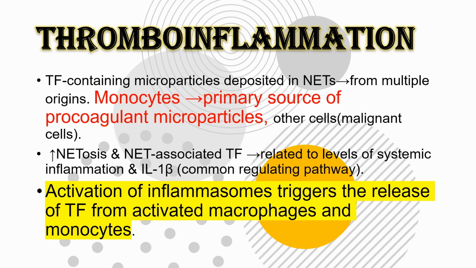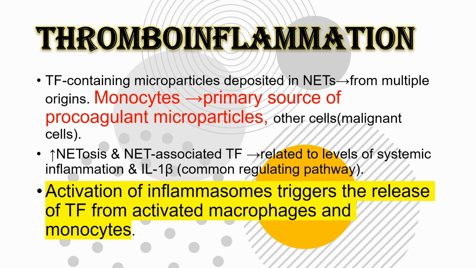Tissue factor containing microparticles that are deposited in NETs, or neutrophil extracellular traps, come from multiple sources, where monocytes are the primary source of these procoagulant microparticles. However, there are other sources like malignant cells.